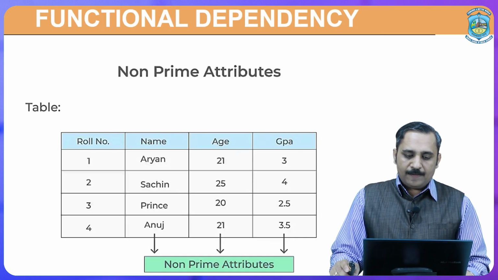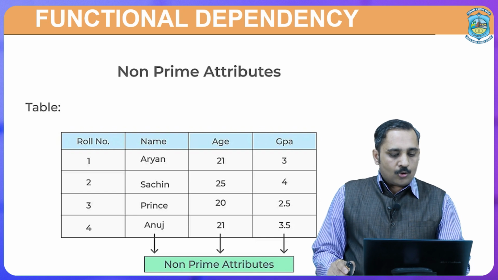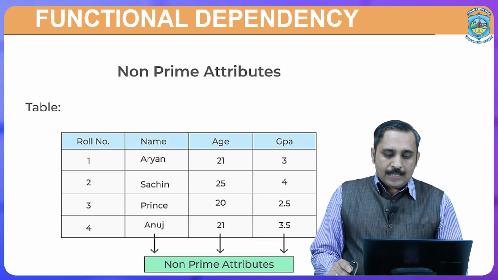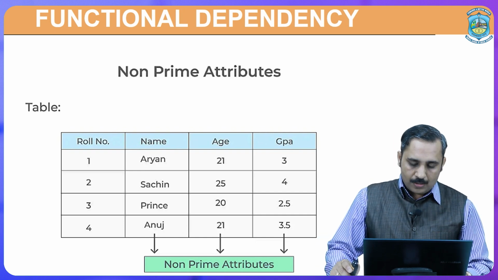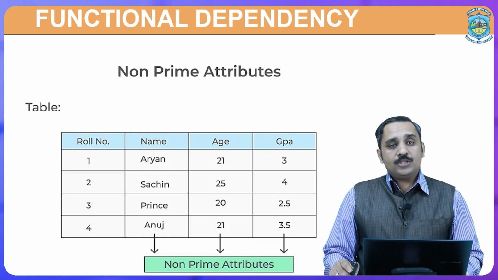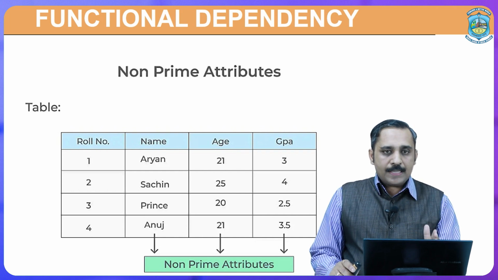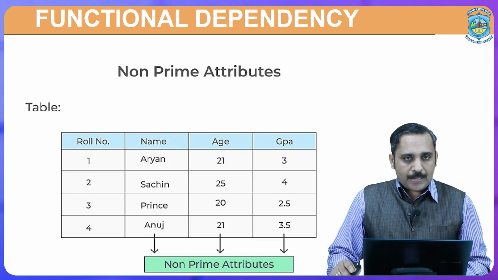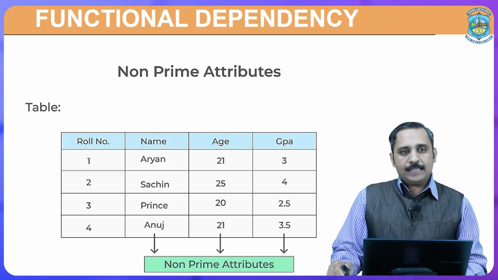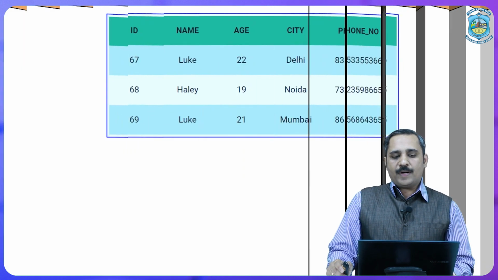Suppose this is a table in which we have 4 attributes: roll number, name, age and GPA. Here roll number is the primary key attribute. We can have the same name, we can have the same age for two students, we can have the same GPA, but their roll numbers should be different. So roll number is a prime attribute or primary key. All the rest of the attributes that are not prime are called non-prime attributes. So we basically establish a relationship between a prime attribute and non-prime attributes using functional dependencies.